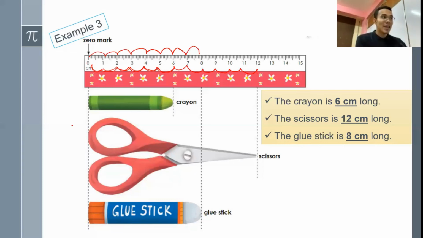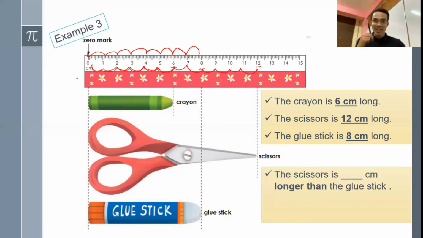Grade 2, if you start at the 0 mark, you don't have to do this. You're just going to look where the object ends in the ruler. For example, the crayon ends at 6. Therefore, the length of the crayon is 6 centimeters. Look at this. The pair of scissors ends at 12. So we say the length of the pair of scissors is 12 centimeters. The glue stick ends at 8. Therefore, we say that the glue stick is 8 centimeters long. Again, you can only do that if you start at the 0 mark.